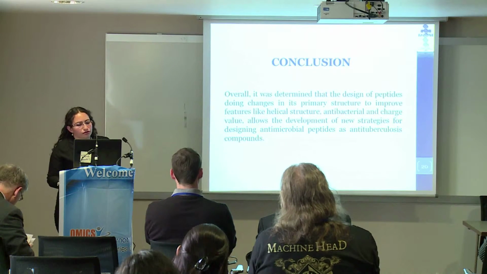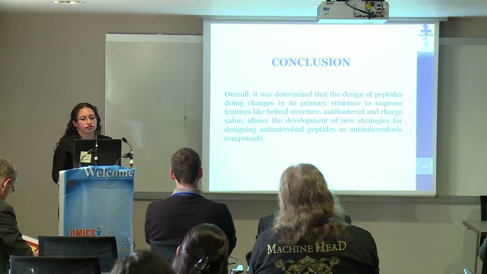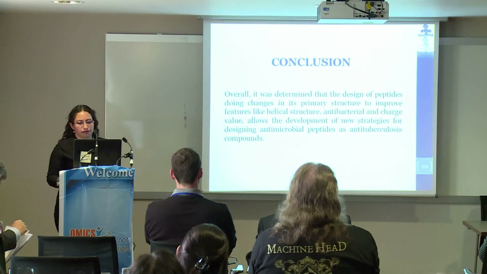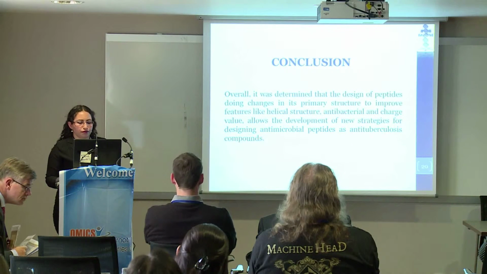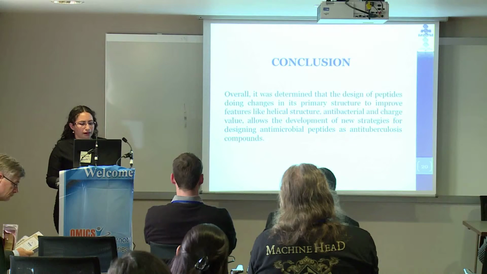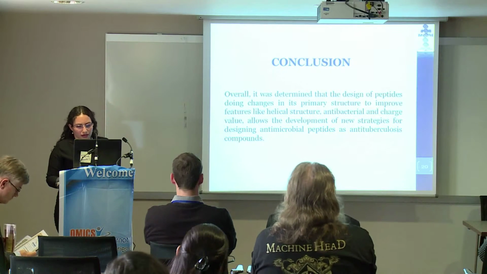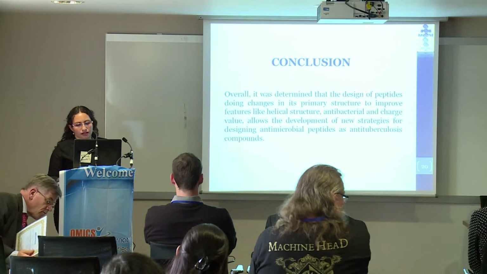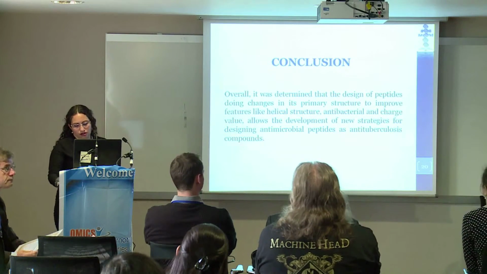Finally, as a conclusion, overall, it was determined that designing peptides by changing their primary structure to improve features like helical structure, antibacterial activity, and selectivity value allows us to develop new strategies for designing antimicrobial peptides as anti-tuberculosis compounds.